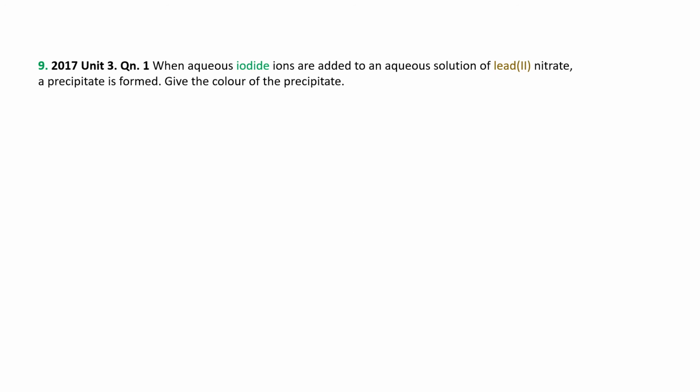Aqueous iodide ions added to an aqueous solution of lead nitrate, precipitate formed. Color of the precipitate? Well, of course, it's going to be lead plus iodide, makes the insoluble lead iodide. Remember, chloride, bromide, and iodide have insoluble silver, lead, and copper(I) compounds. And this particular lead iodide is a yellow solid.